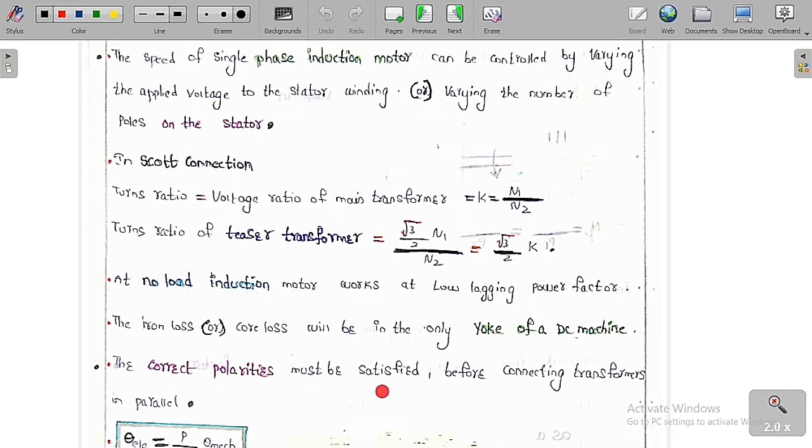The correct polarities must be satisfied before connecting transformers in parallel. I have already told you, we have to connect only similar polarities, and only then do we go for parallel transformer operation. Means, if you want to connect transformers in parallel, the similar polarities should be connected. Therefore, the correct polarities must be satisfied before connecting the transformers in parallel.